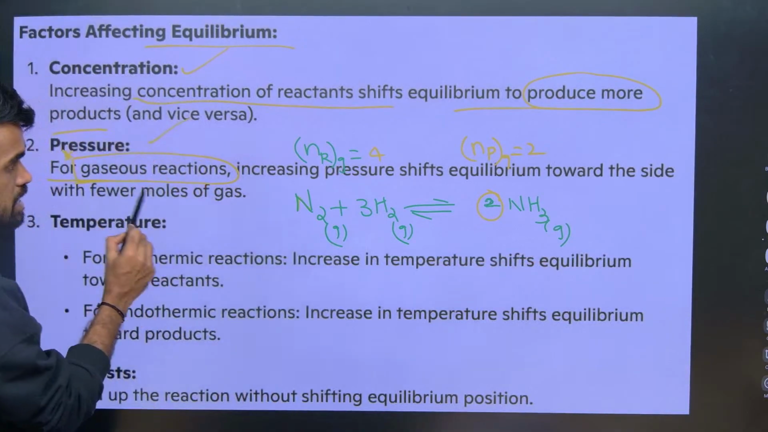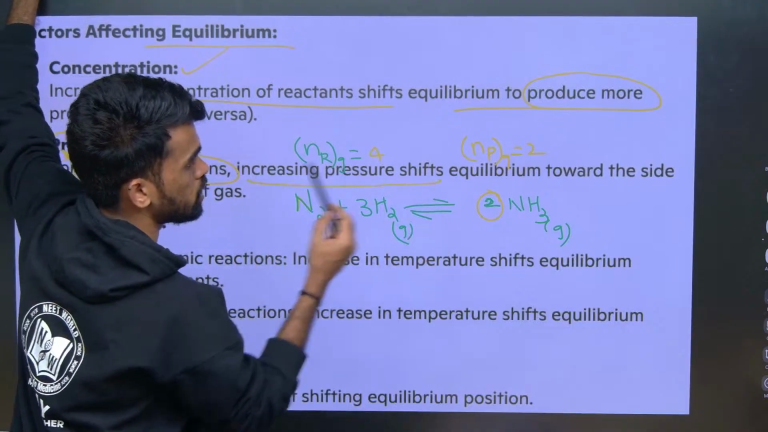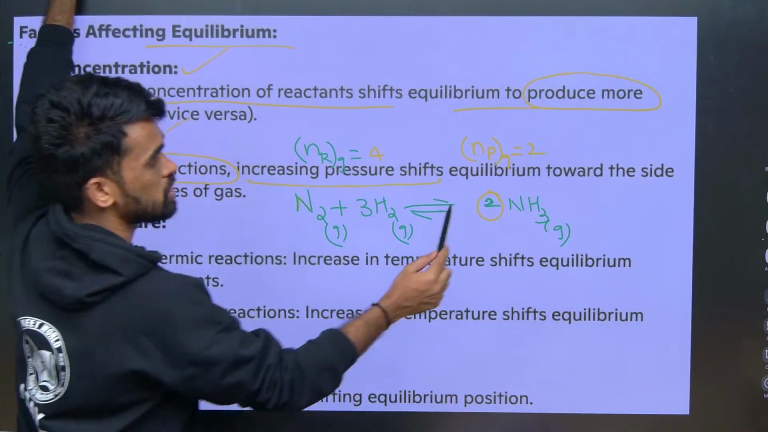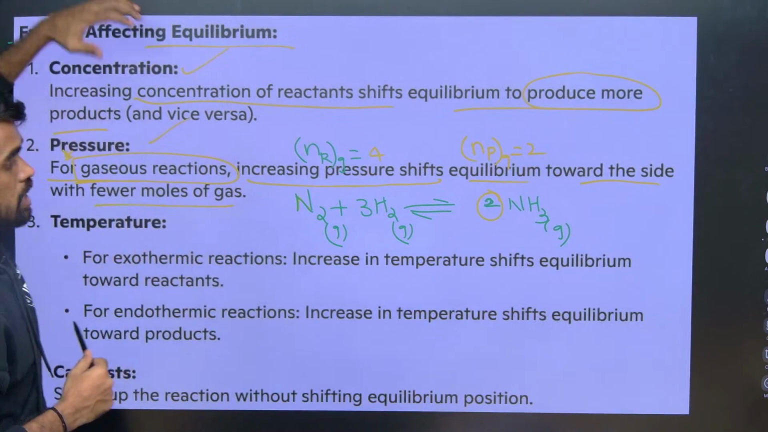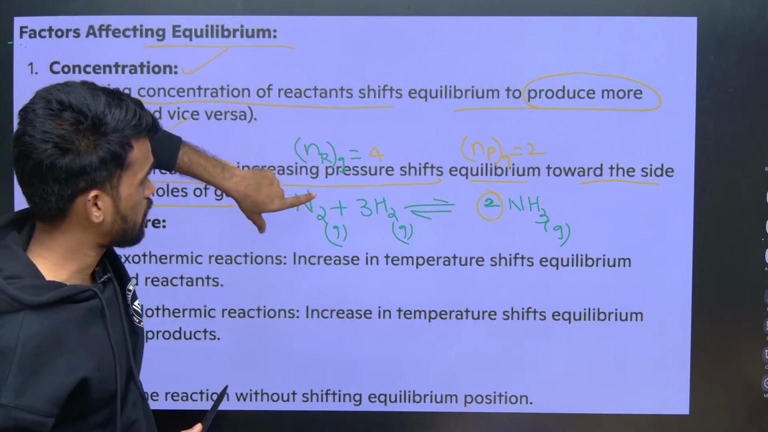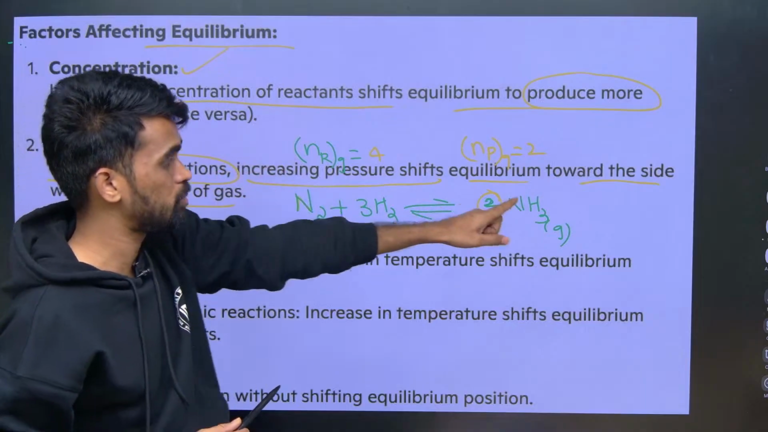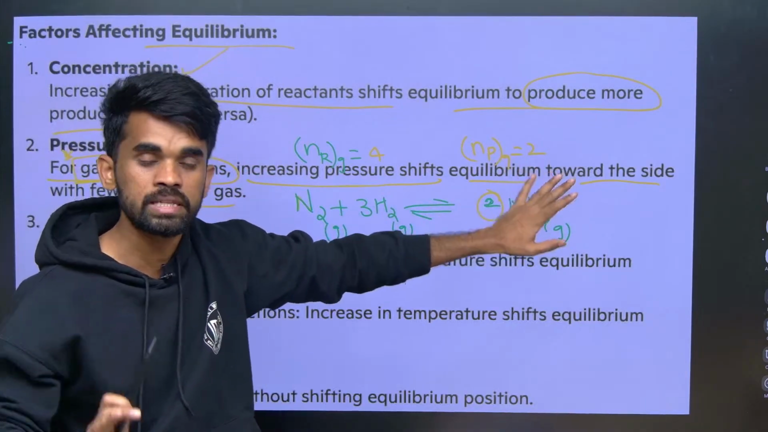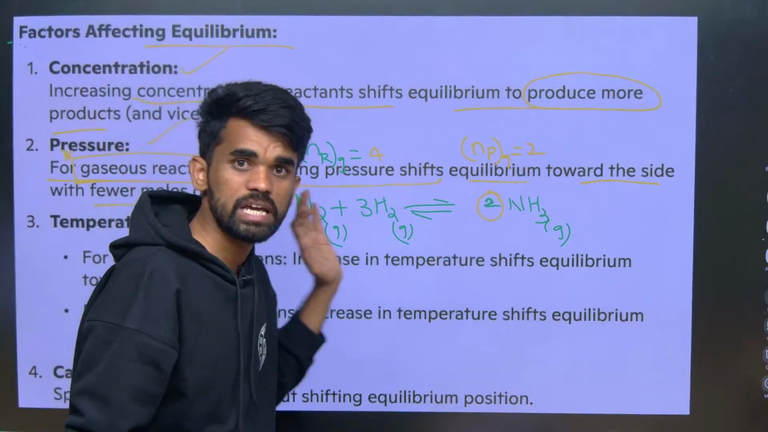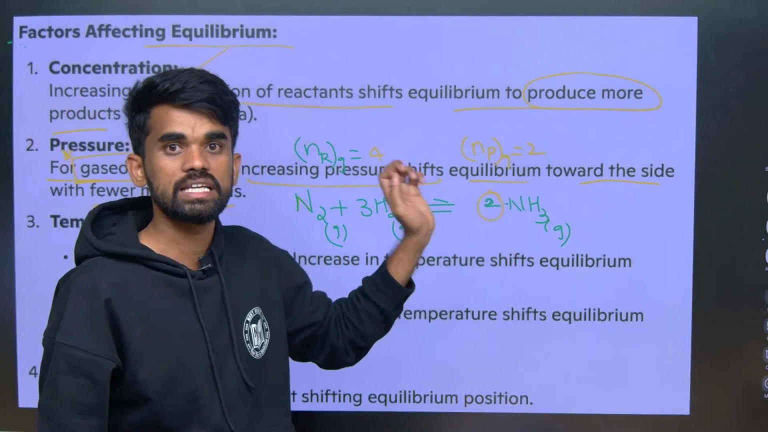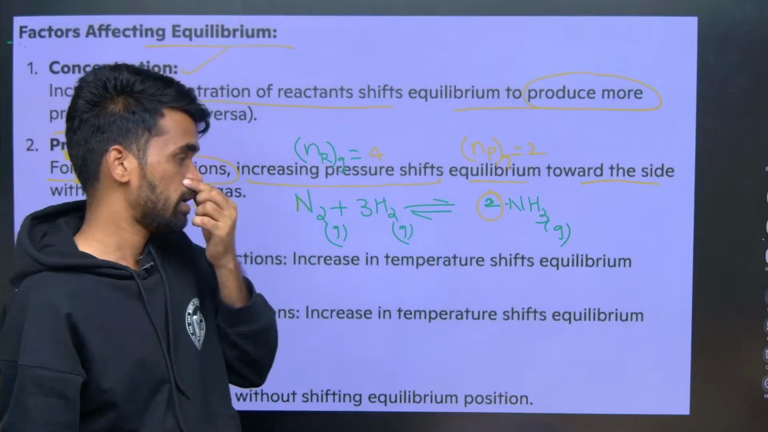For a gaseous reaction, an increase in pressure shifts the equilibrium towards the side with fewer moles. If we increase the pressure, the number of moles are more here, therefore the equilibrium shifts this side. You can remember it this way, it is the simplest manner. Here the number of moles are less, therefore equilibrium shifts this side when we increase the pressure. I hope it is clear.